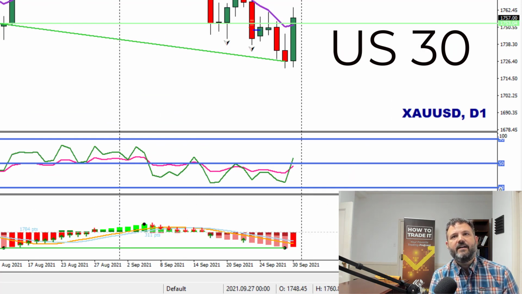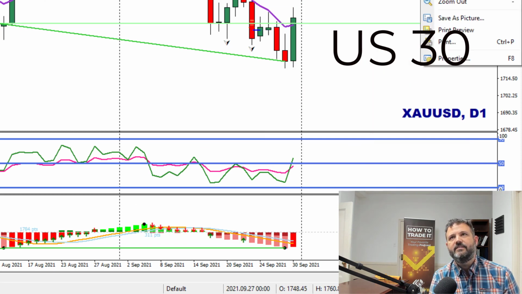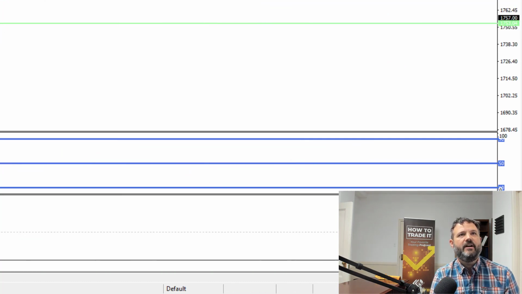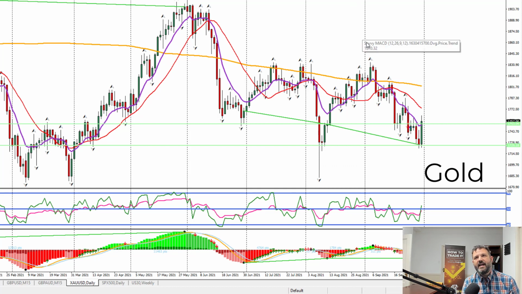You can see that gold had a very big day. Let me remove this tool here to get you a better look. So gold had a very big day, and gold is sitting right on support. Boom, boom, and now we have a trend line developing on gold.